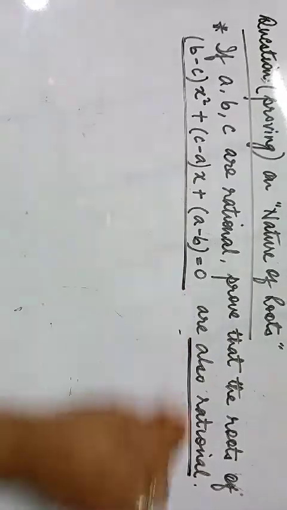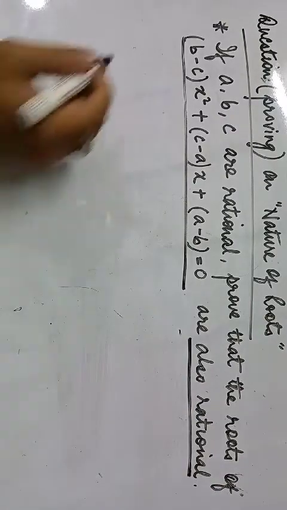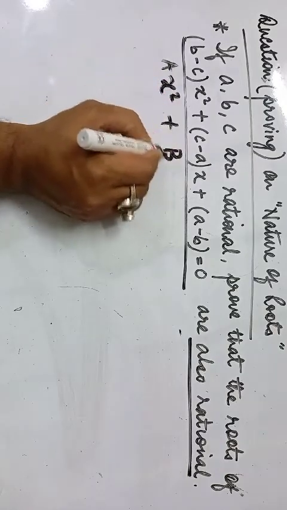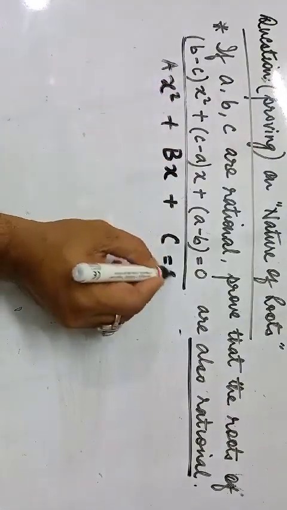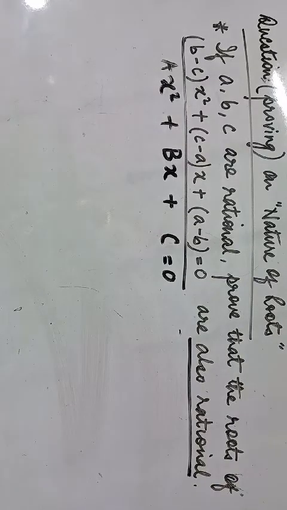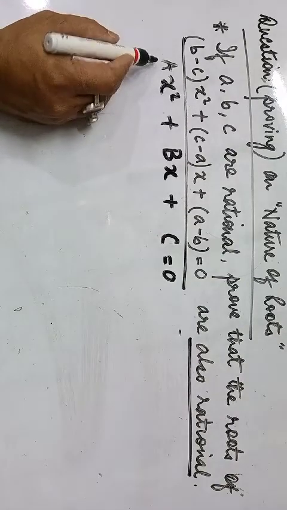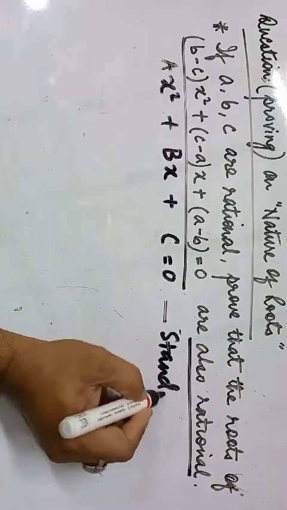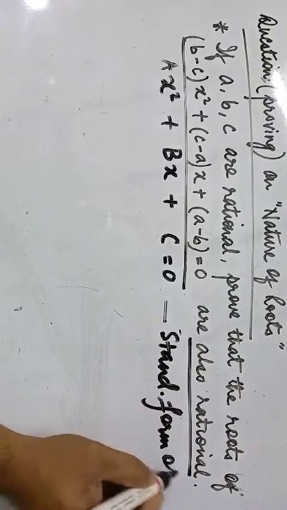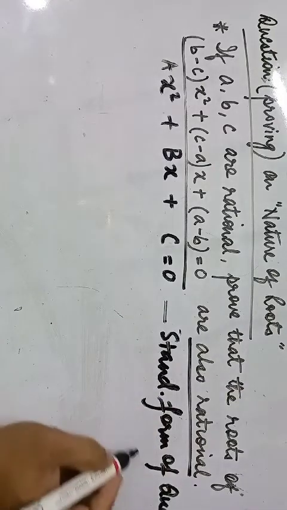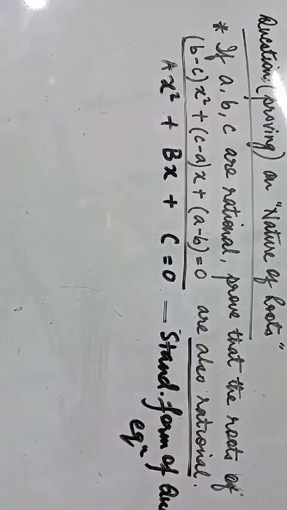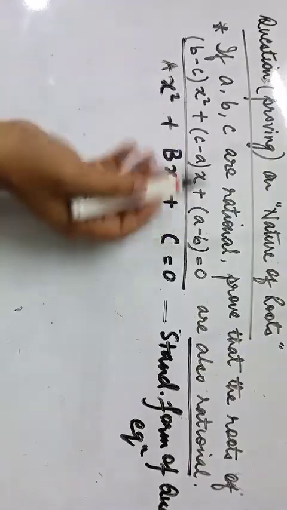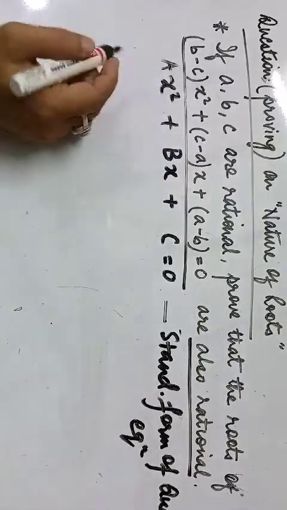So the question here is already written, so we will quickly write the standard equation here. The standard equation is ax square plus bx plus c is equal to 0. Naturally, you must have understood why I have used capital A, capital B, capital C in the standard form of a quadratic equation. It is because the original equation already has small abc, so that you don't get confused.